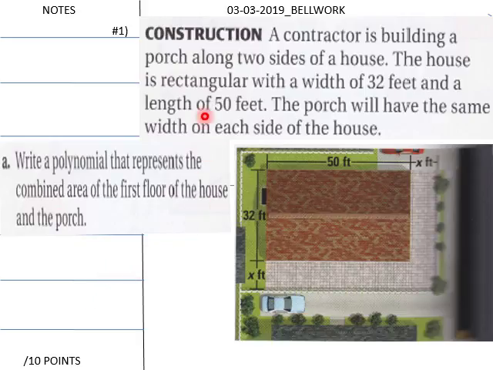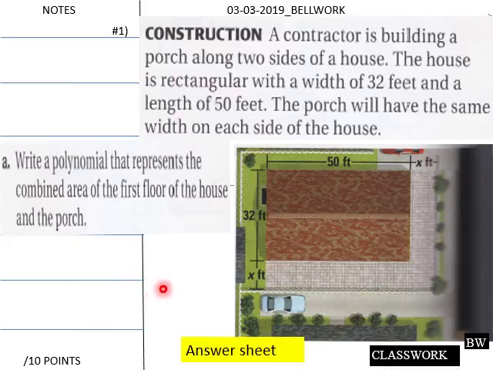Here is the bell work for today's lesson. Write a polynomial that represents the combined area of the first floor of the house and the porch itself. So we have another area problem here to be represented by a polynomial. Give your students about 6 minutes to do this.